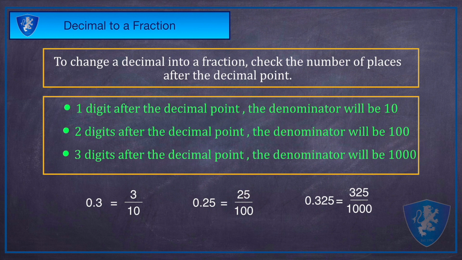And if you look at this one, 1, 2, 3. Can you see that there are 3 places or digits after the point? And the last rule tells you that if you have 3 digits after a decimal point, the denominator will be 1,000. So in this case, we put your 325 at the top and 1,000 at the bottom.